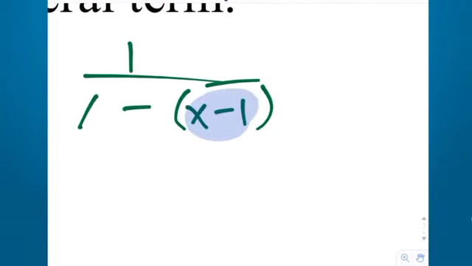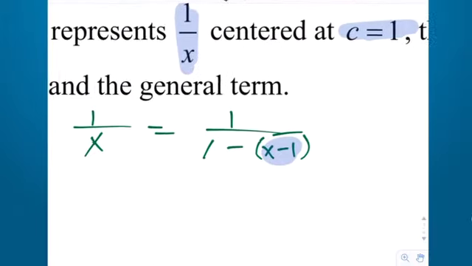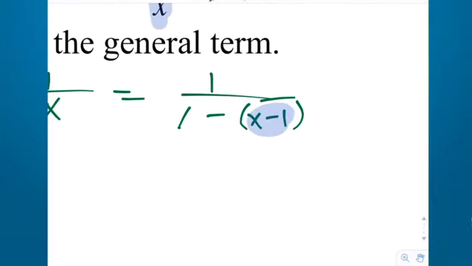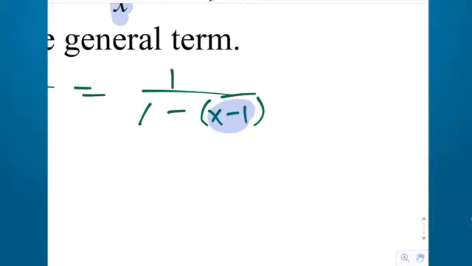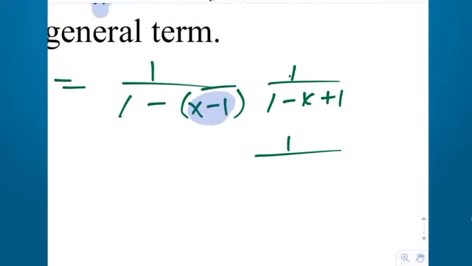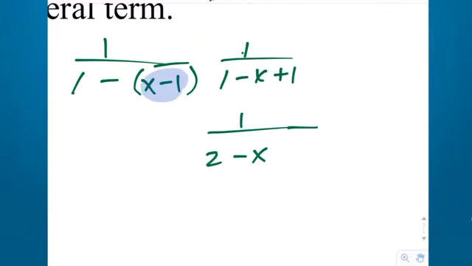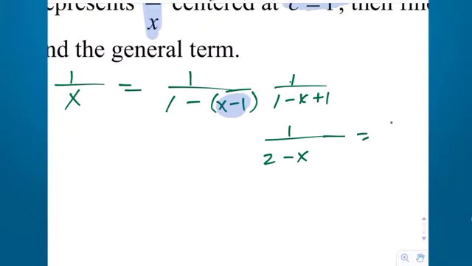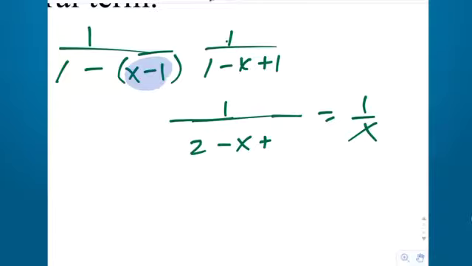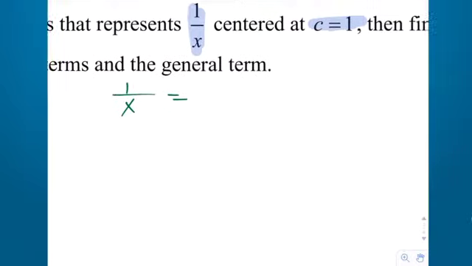If I want this to be x minus 1, I need it to be equivalent to x. Well, let's see. We can modify this. If I really distributed the x, I would have a 1 minus x plus 1, and that would end up with a 1 over 2 minus x. So what I would need to do to get rid of both of those is I need this to be equivalent to 1 over x. I would need to add an x and add a 2. Maybe that's not the best way to go about doing it.